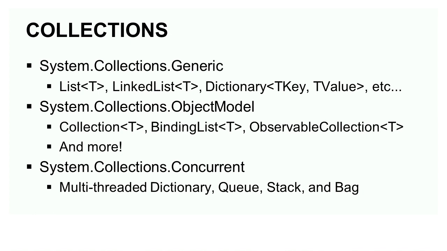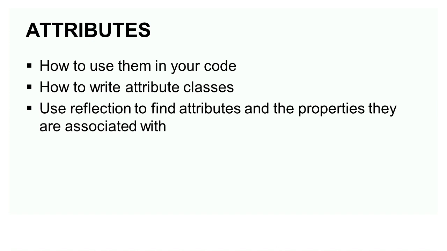But you'll also learn about the collections in the System Collections Object Model namespace, like collection of T, binding list of T, observable collection of T, and a few others in that namespace. We'll also look at the concurrent collections for multi-threaded applications, and I'll also teach you how to write enumerators and implement the IEnumerable interface. But before we dive into collections, you'll learn about a very powerful feature called attributes.